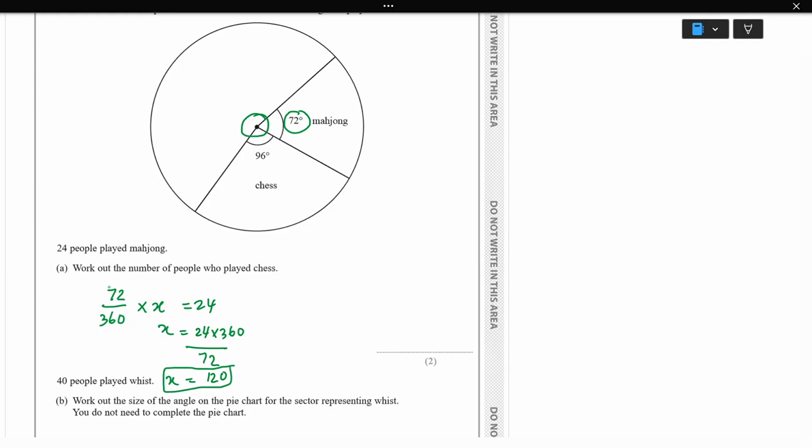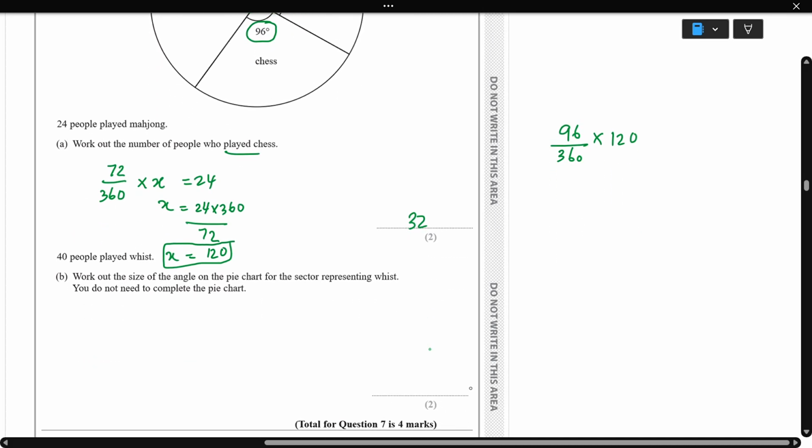Now what we need to find, work out the number of people who play chess. Chess is 96 degrees. So what we do, 96 over 360 times the total number of people, which is 120. When you use a calculator, the answer is going to be 32.